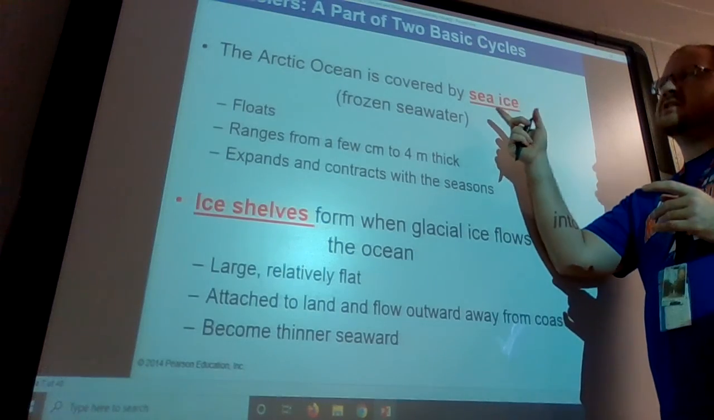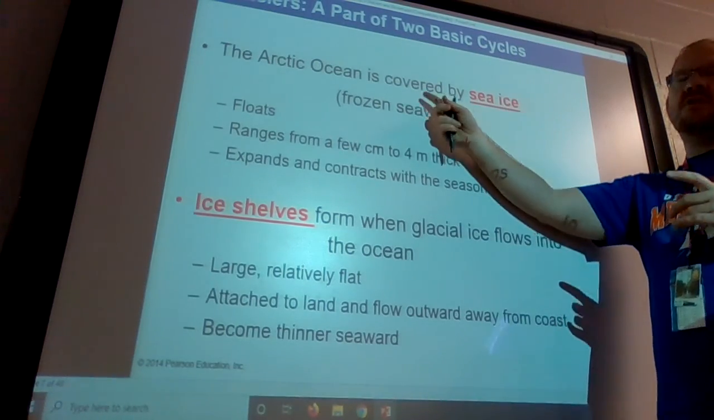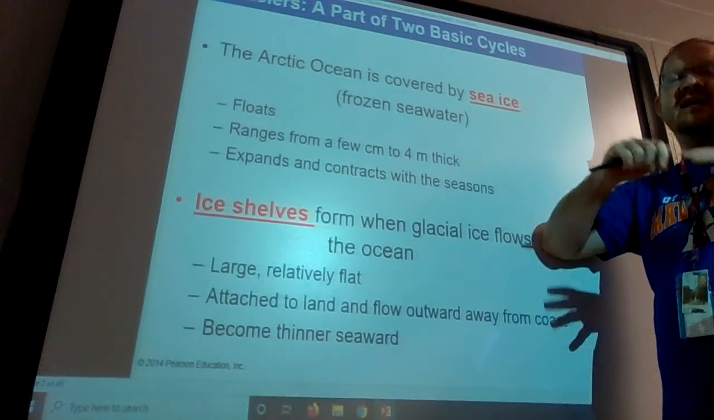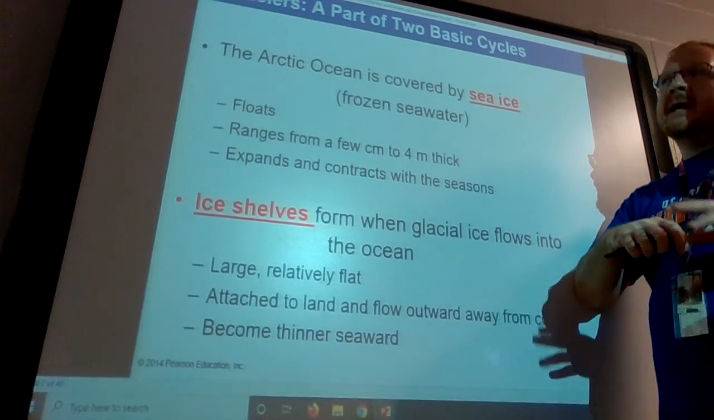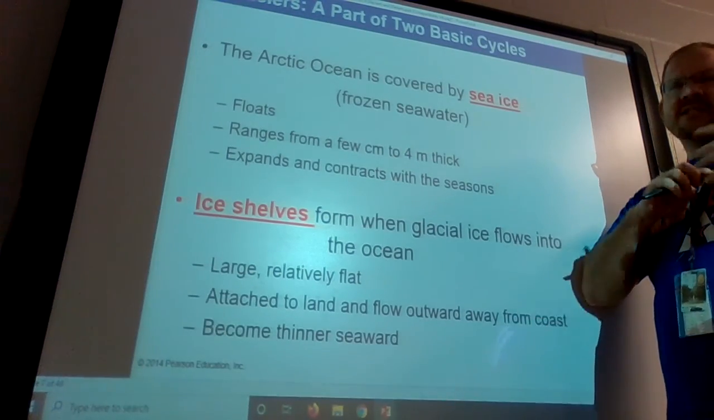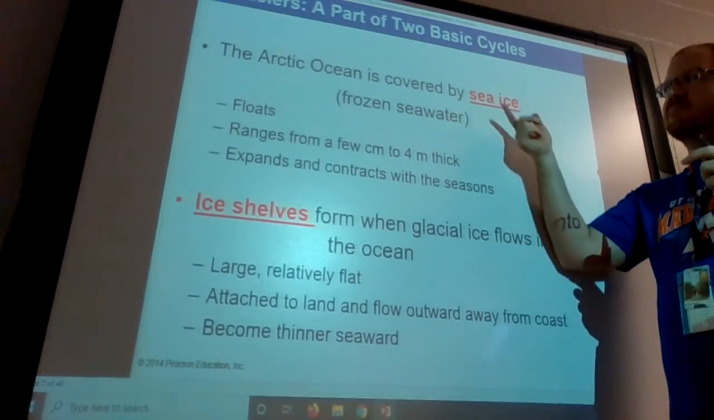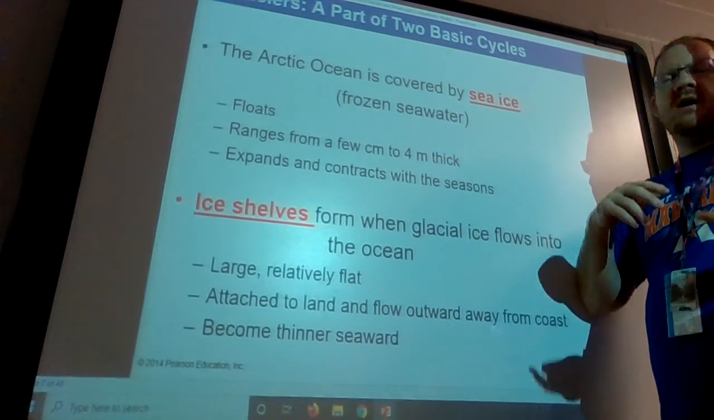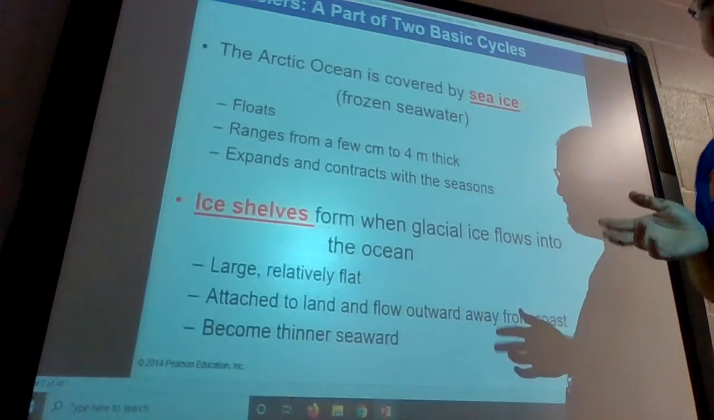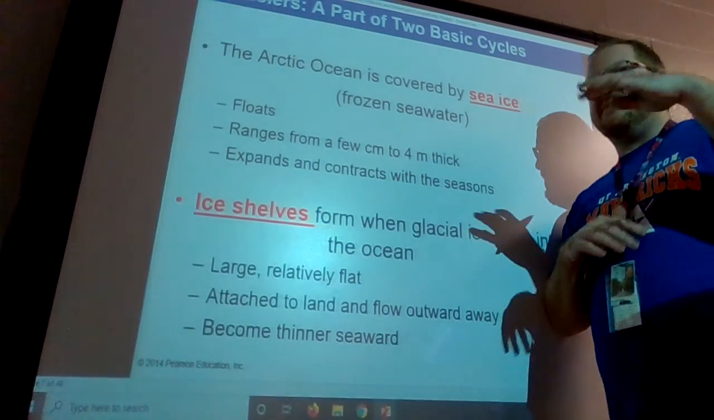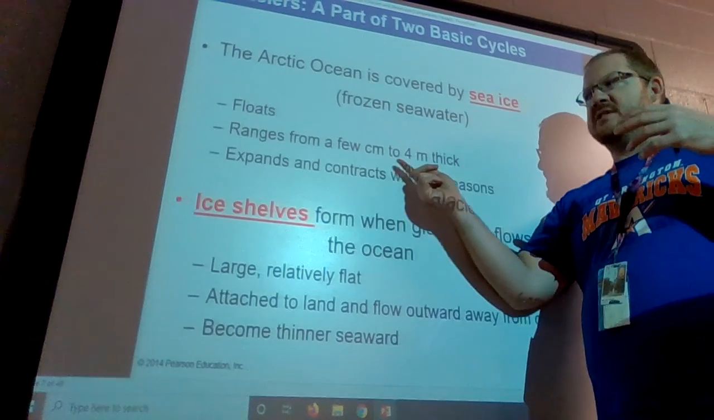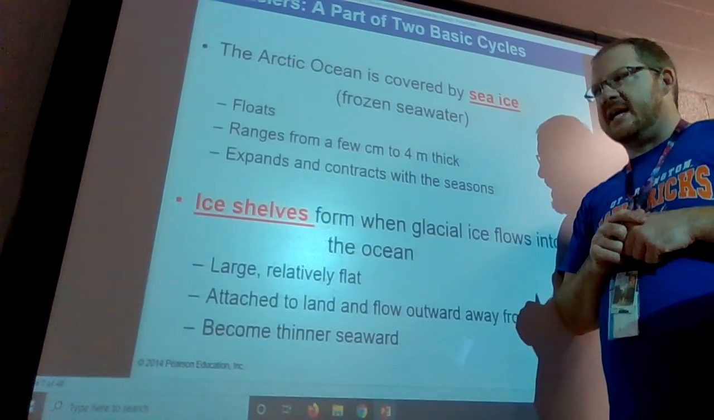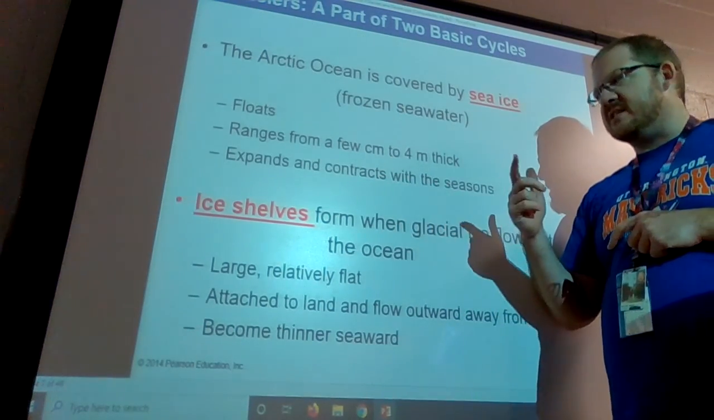Note that the Arctic Ocean is covered by sea ice. So this is the Northern Ocean. Antarctica is a landmass and a continent, whereas the North Pole doesn't really have land on it. It's pretty much covered by sea ice, which floats on the water. Because it's floating on water and the water's not frozen, it can't build up a lot of thickness. So it's usually only a few centimeters to maybe 4 meters thick. It expands and contracts with the seasons.